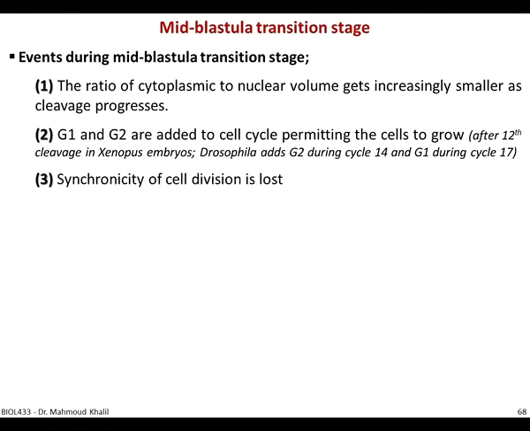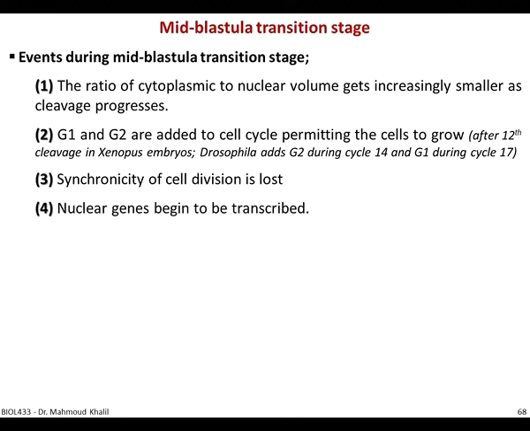The third event, actually, is that the synchronization of the cell division is lost. Not all the cells will divide at the same time, because before the mid-blastula stage, the cells are synchronized and all divide at the same time: 2 cells, 4 cells, 8 cells, and so on, until reaching the mid-blastula transition state. After that, the synchronization is lost, and each group of cells will divide at a different time.